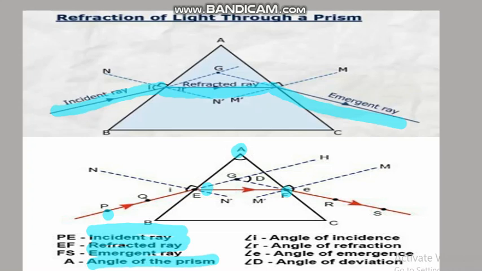So, angle i is known as angle of incidence and it lies on the incident ray. Angle of refraction lies on the refracted ray. Angle of emergence is denoted by small e, and angle of deviation is the sum of all angles, which is denoted by capital D.